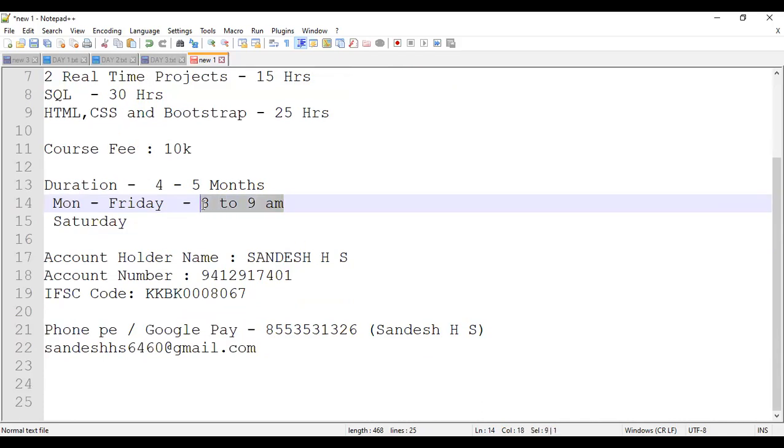This time might slightly change going ahead. I might start the class at 7:30. Will that be fine for everyone who will be doing the admission? After doing the admission, please don't tell me, sir, you told 8 o'clock, and now you're starting at 7:30. Fine if you agree. If a single student says, no sir, I'm not comfortable with the time, I'll stick to this time.